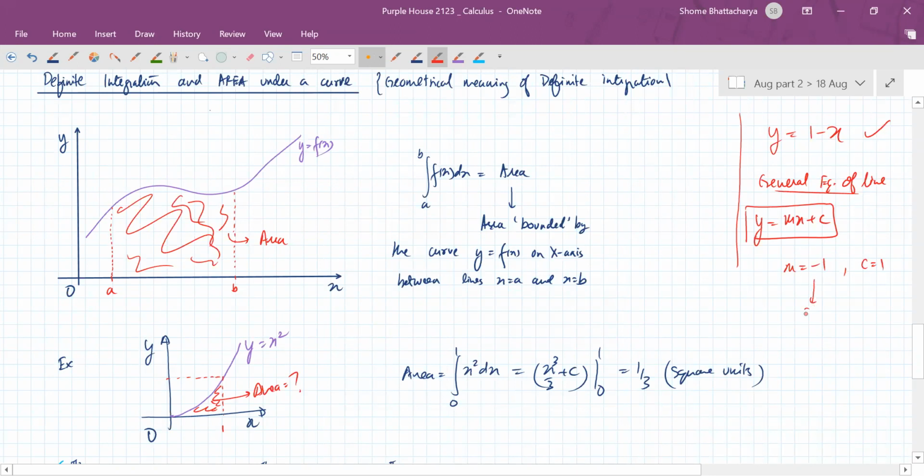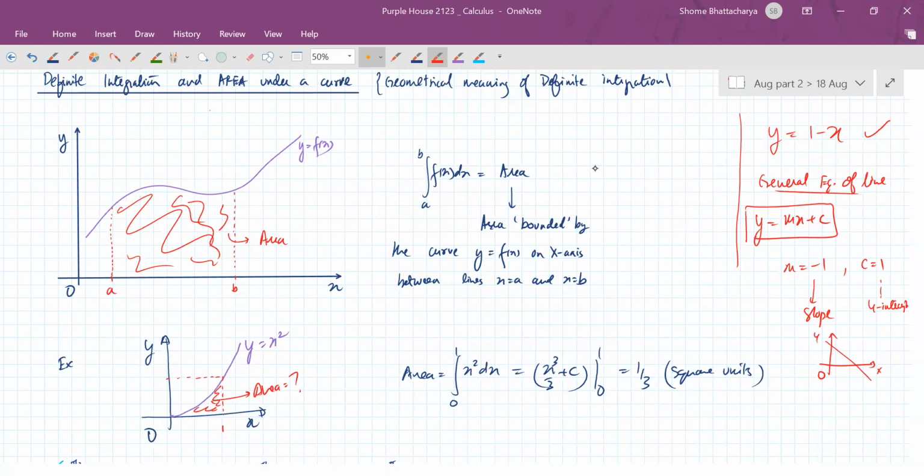So the slope is -1 and the y-intercept is 1. That's why the line looks like this. Okay, Sakshi, is this clear now?